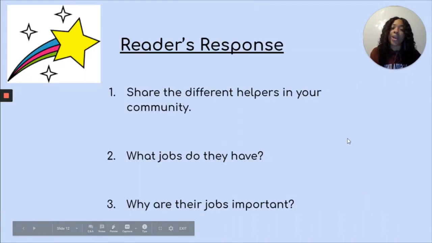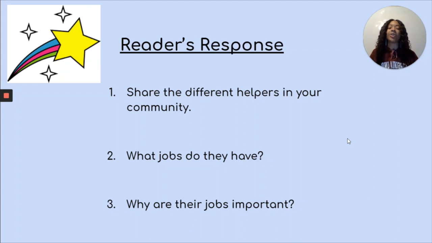And so now we are at the time where our lesson is going to come to a close, but you have everything that you need to know. Thank you for spending these last 2 days with me learning the main idea, but I have to leave you with a little something to make sure you are on the right track. From our text today, your reader's response is going to be, share the different helpers in your community. What jobs do they have? And why are their jobs important?